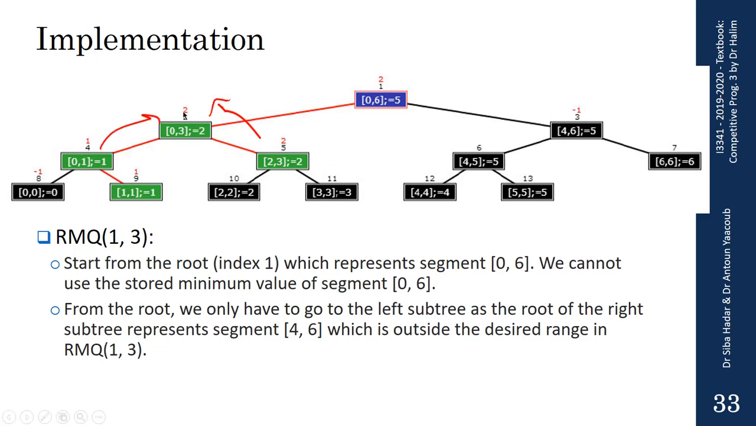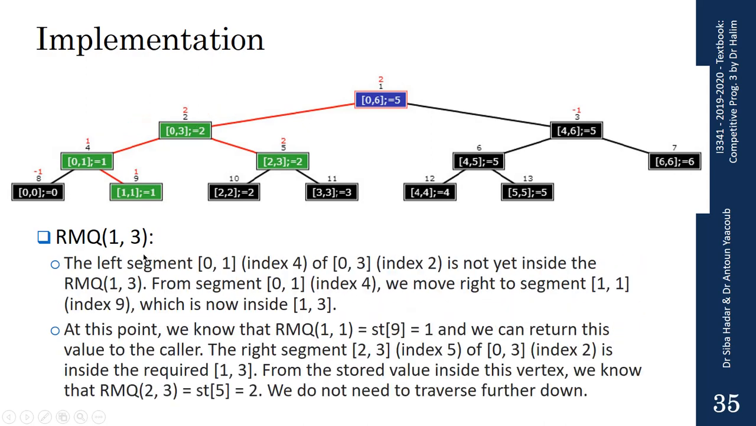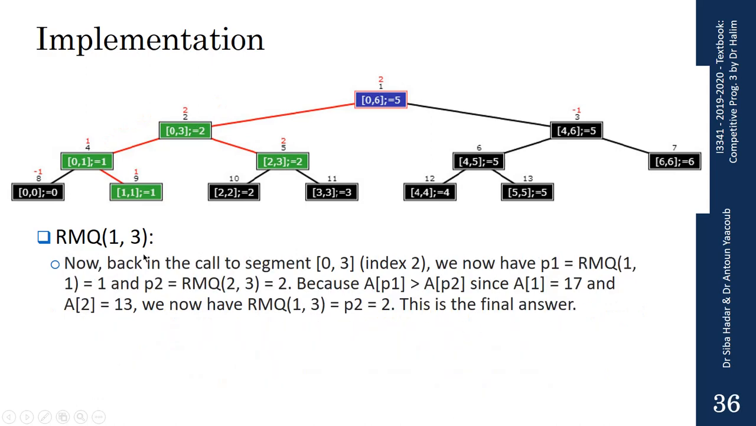So what should I do? I need to choose either 1 or 2. How can I choose that? I will need to check the original array. So I need to check index 1 and index 2, and we will see that index 2 is the smaller element. So I will keep 2. Then between 2 and minus 1, I will move 2, and I will have the answer 2 for the range minimum query between 1 and 3. So it's all explained here in detail.